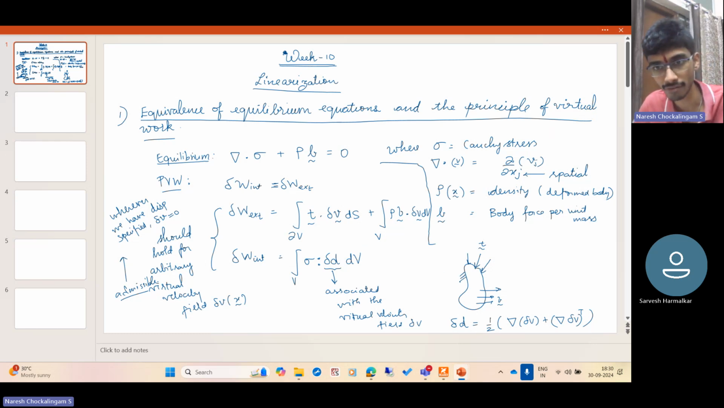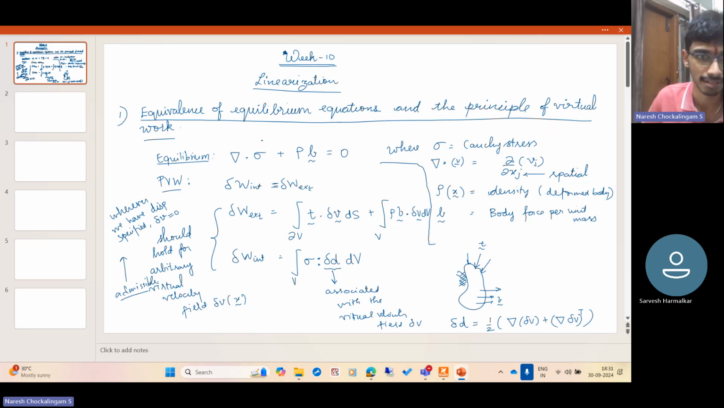Suppose on a part of the boundary, we are specifying the displacement to be 0 or displacement to be fixed at some value. There we cannot have an admissible virtual velocity. So this is the statement of the theorem.